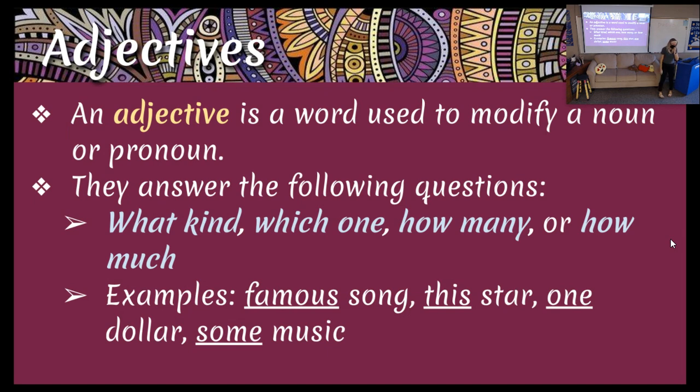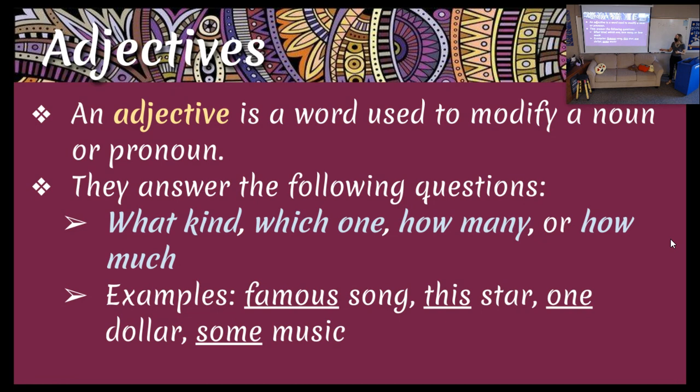So adjectives. An adjective is a word that's used to modify a noun or a pronoun. This next point, you guys, is really important. So in your notes, I would highlight it, underline it, star it, something. Adjectives are going to answer one of these four questions: what kind, which one, how many, or how much. These adjective questions are super important because they help you determine whether the word you're looking at is an adjective or an adverb, which we'll talk about tomorrow.